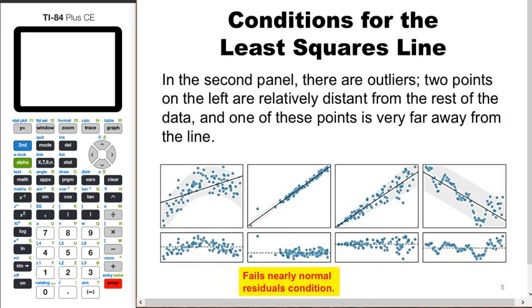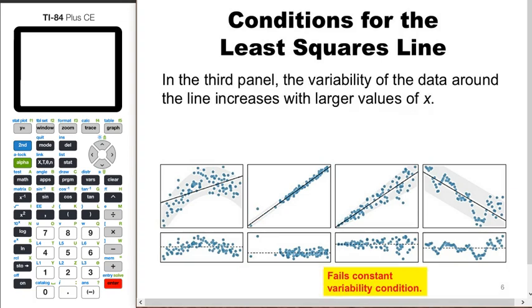The next graph could be a little bit better example, but this is one that sort of fails the nearly normal residuals condition, in that we have an outlier here. I don't know if it's extremely influential. I'm not sure that one would really matter. I think something farther away, like about here, would be much more of an issue. But anyway, this is what you want to look out for in terms of the nearly normal condition.